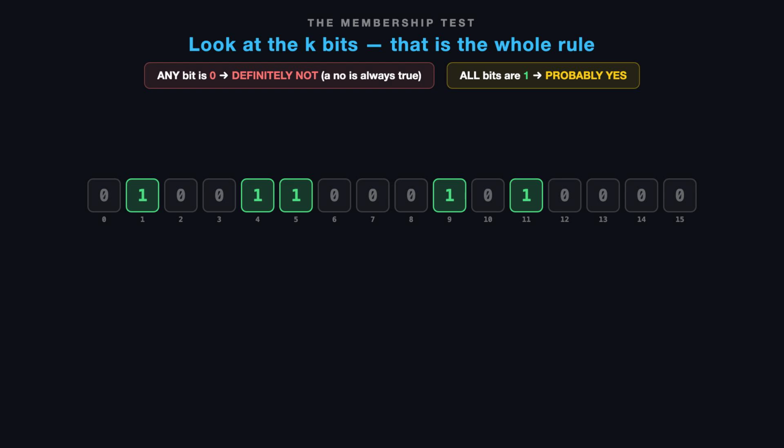Not, probably, definitely. Think about why. If the item had ever been added, adding it would have forced all of its bits to 1. So a single 0 is proof it was never added. This is a true negative, and it is rock solid. A Bloom filter never, ever gives a false no.